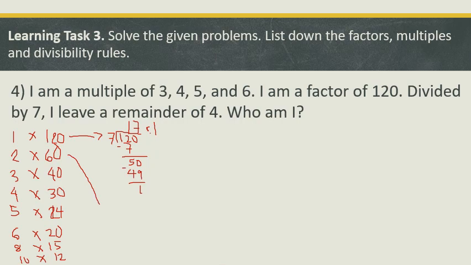How about 60? So, 60 divided by 7. Kailangan na hinahanap natin yung may remainder na 4, ha? So, siya po ay 8. So, 8 times 7 is 56. 60 minus 56 is 4. So, ayun. So, ang remainder niya is 4. So, ang answer po natin is 60. So, siya po yung number.